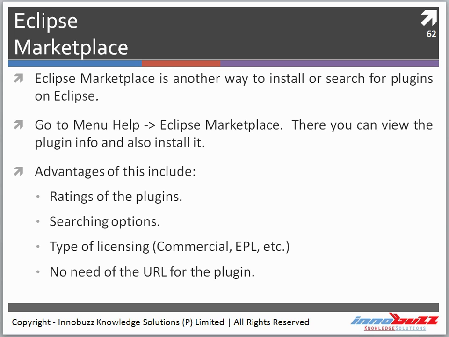Eclipse Marketplace. The Eclipse Marketplace is a different way to install a plugin. Just go to the Help menu and then the Eclipse Marketplace option. Also, you can check what the plugin is about and the license under which the plugin is being released.